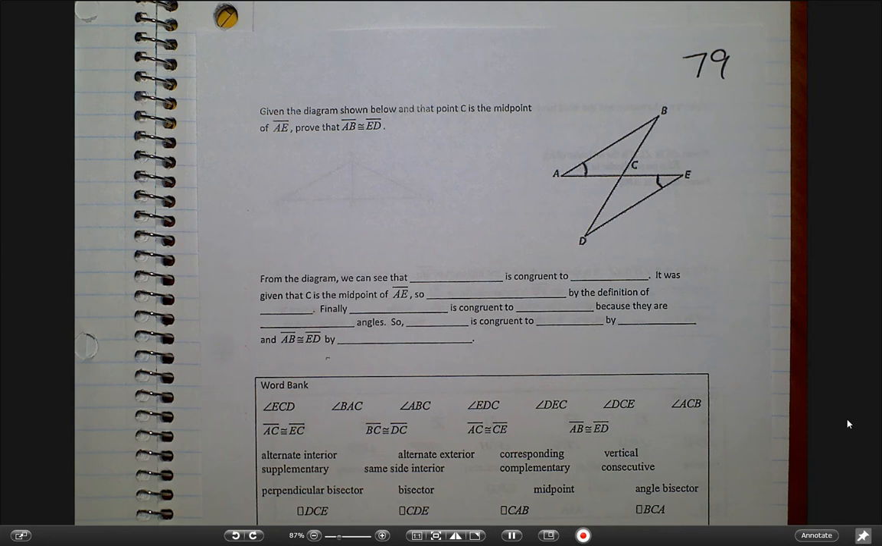Okay, I'm recording the lesson. All right, you guys. So we're going over these ones right here, which are called paragraph proofs. Same thing as a two-column proof, but we write it in paragraph form.